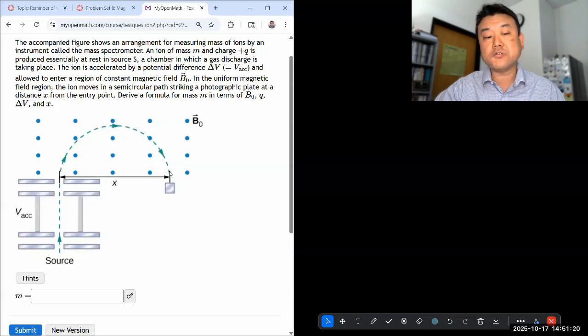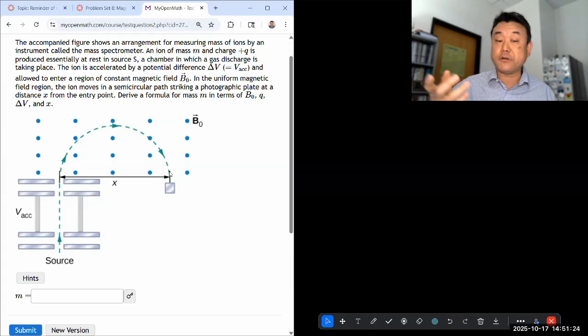This is quite similar to the charge to mass ratio apparatus that you will be seeing in lab very soon. This is probably more sophisticated than that, but the operating principle is the same. In the uniform magnetic field region, a semicircular path, striking a photographic plate at a distance x from the entry point. Derive a formula for mass in terms of B naught, Q, delta V, and x.